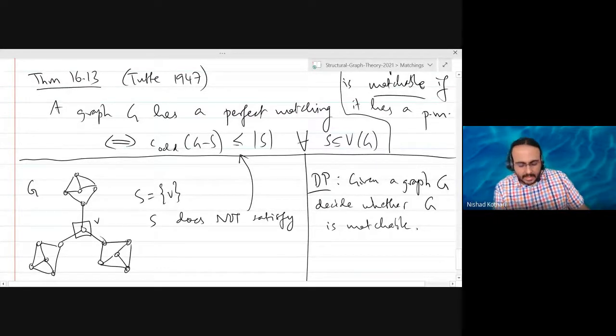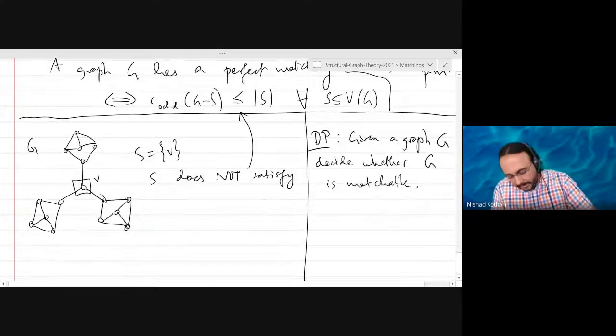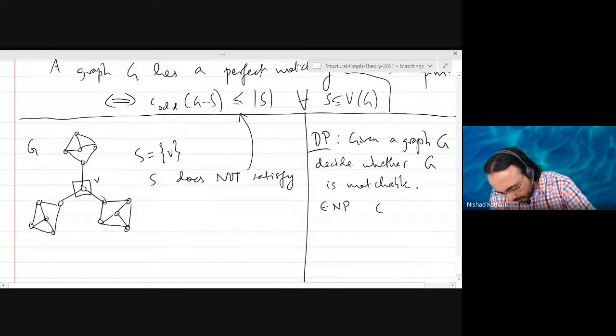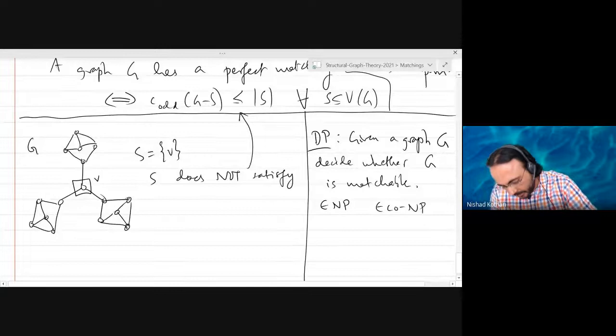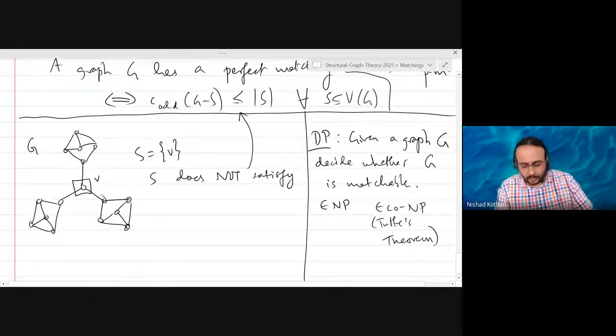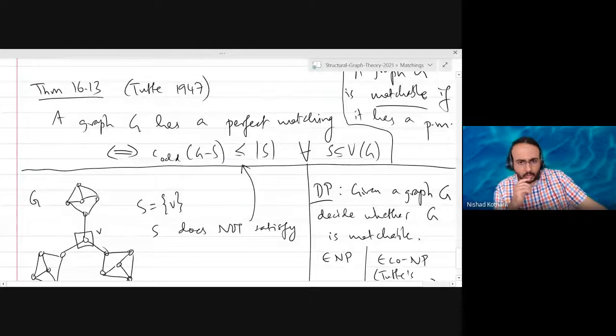And this problem is clearly in NP because you just show a perfect matching to your friend and that convinces them that the graph is matchable. But now, because of Tutte's theorem, this is also in co-NP, right? Because you just show your friend a set S for which this inequality does not hold. And that means that the graph does not have a perfect matching.